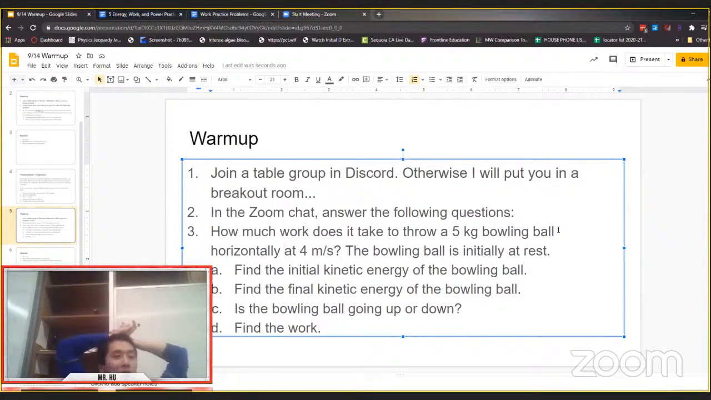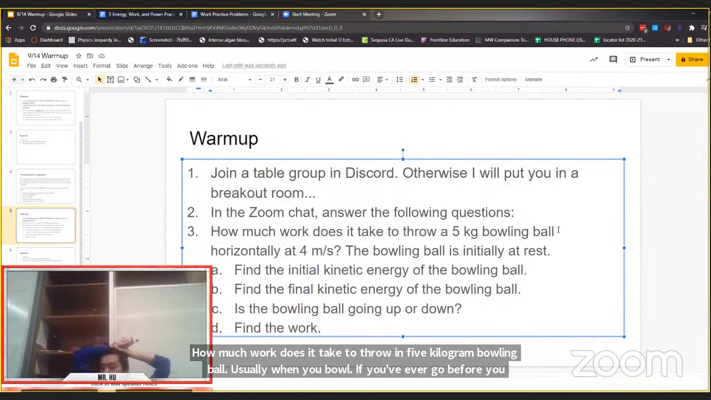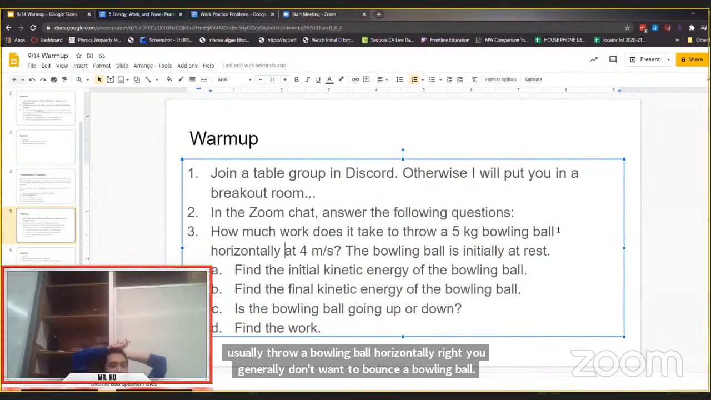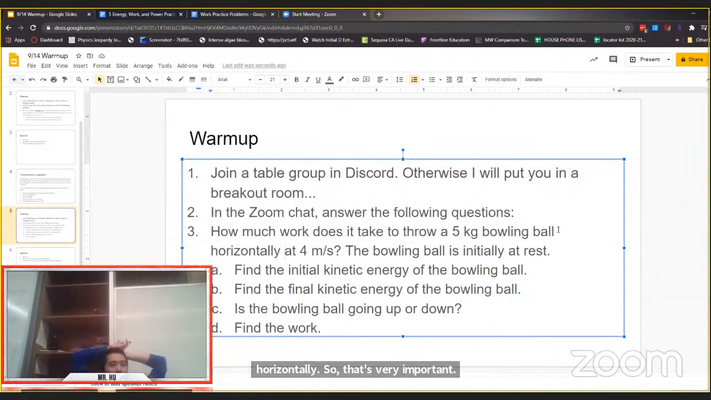So I want you to figure out the initial kinetic energy of the bowling ball. Remember, the initial kinetic energy relates to how much energy a bowling ball has in the beginning. And the final kinetic energy of the bowling ball is basically how much kinetic energy the bowling ball has after it's finished moving.